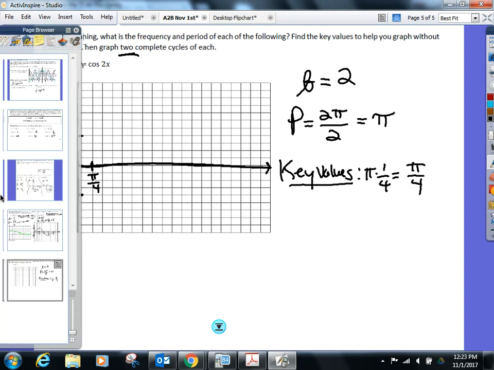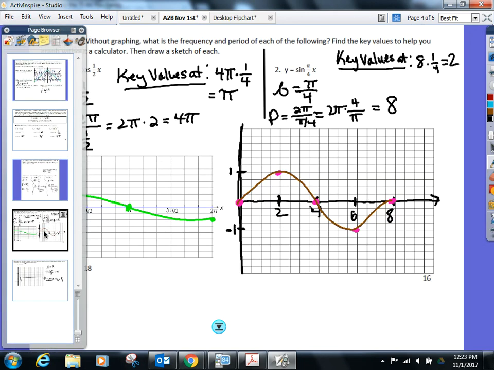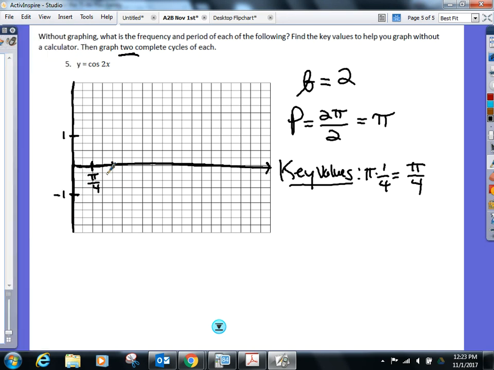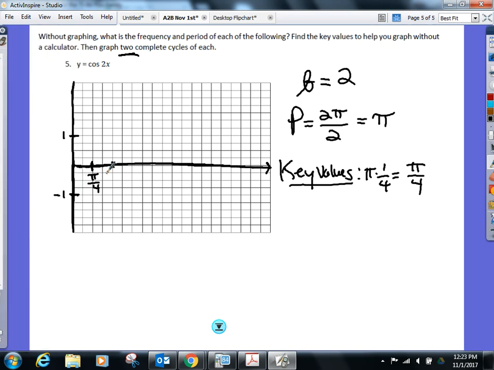Now that last one for Brienne, when she did it, was pretty easy because all she had to do was count by 2s. But now we're going by what? Pi over 4s. Ready? I'll make it simple on yourself. 1 pi over 4. So the next one's going to be? Keep counting. 2 pi over 4. You can reduce that if you want, I don't care. Next one? 3 pi over 4. Next one? 4 pi over 4, also known as pi.